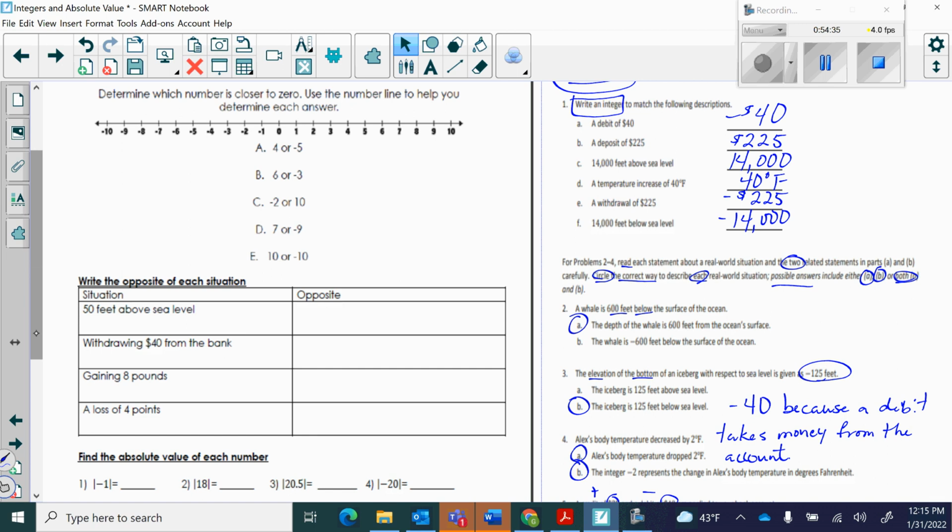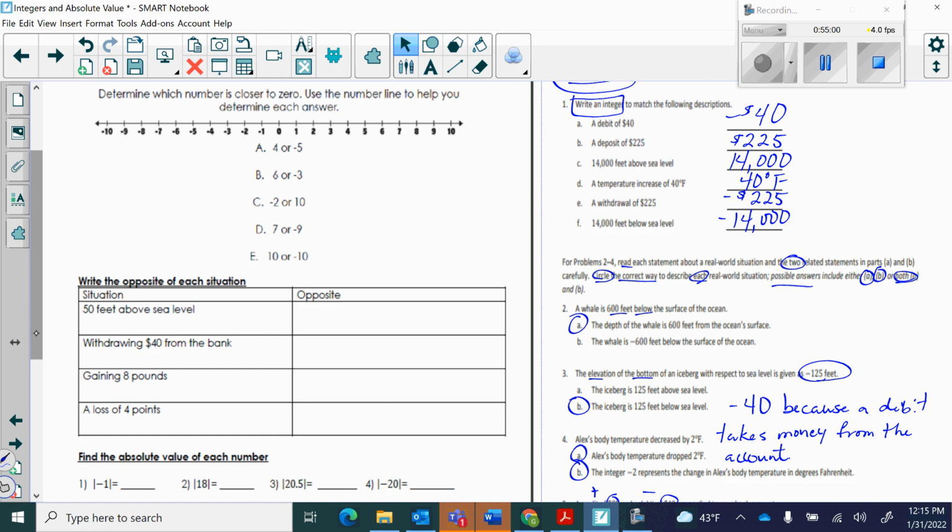Determine which number is closer to 0. Use the number line to help you determine each answer. Do you have to use the number line? No. It says help you. So you can if you need to. But if you can look at the numbers and understand which one has a smaller absolute value, in other words, which one's closer to the 0, that should be fine. So in other words, what's the absolute value of 4?